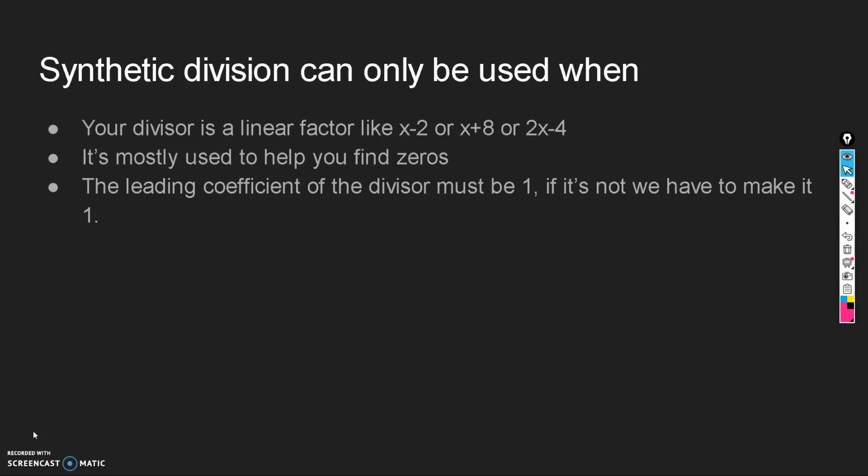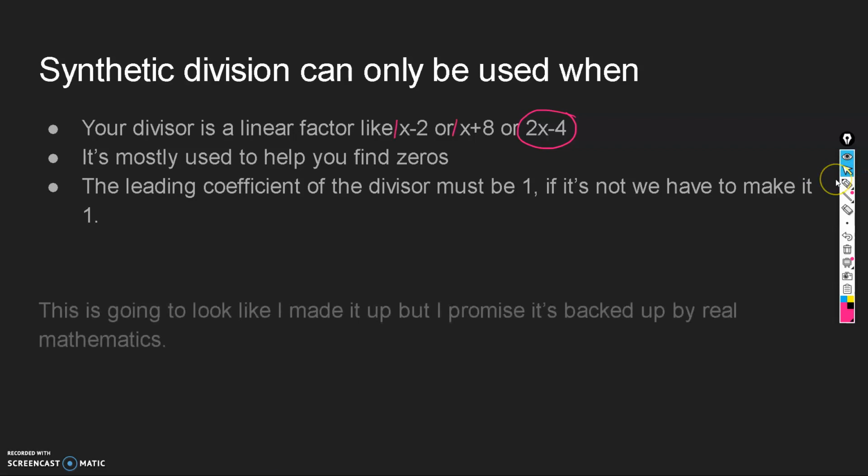The other stipulation is the leading coefficient of the divisor must be 1. If not, we have to make it 1. So these are all 1s. That leading coefficient is not 1, so we're going to have to mess with this in order to use synthetic division. And we'll see an example of how to do that. But as long as you have a linear divisor, you're good to go. And again, this is going to look like I made it up, but I promise it's backed up by real math. So let's see how this goes. And also, if you don't like this, long division will always work. This is just a shortcut way, and it'll save you some room as well.